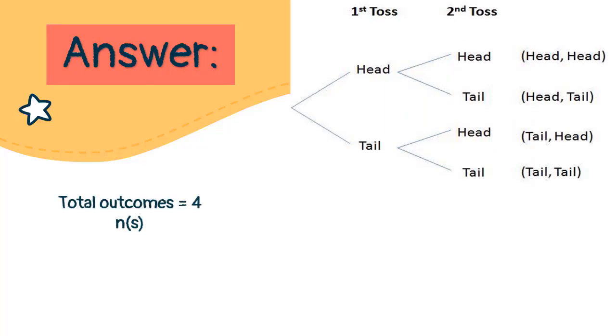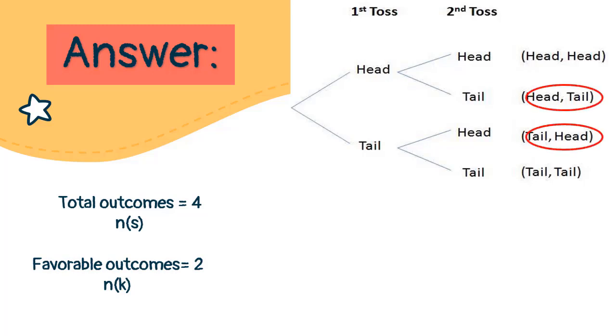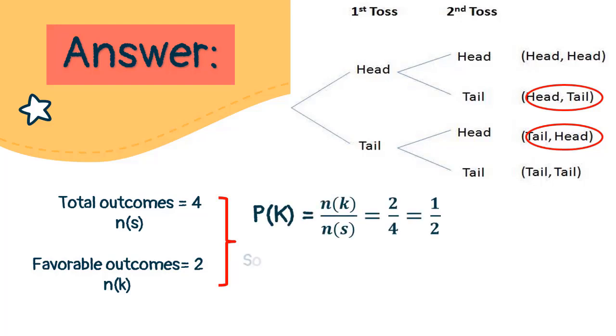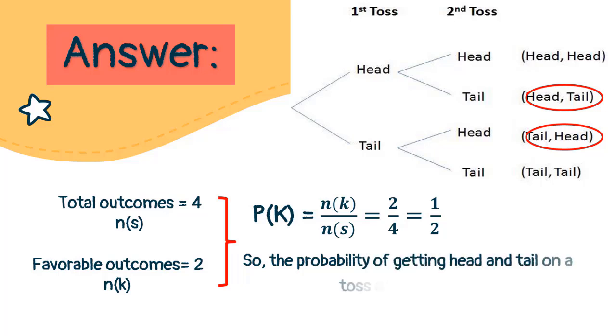Total outcomes is 4. Favorable outcomes is 2. What are they? Head, tail, and tail, head. So the probability is a half. So the probability of getting head and tail on a toss of 2 coins is a half.